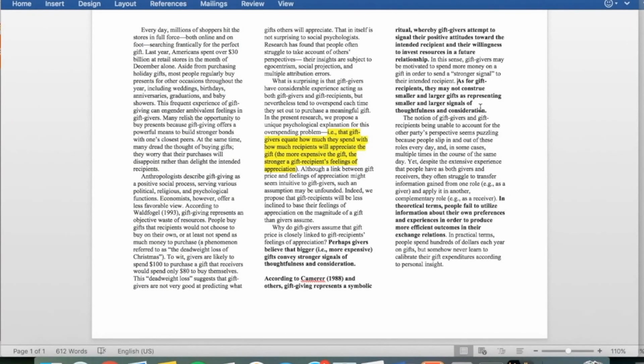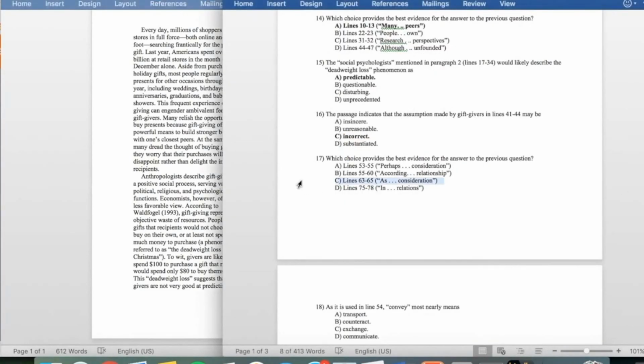"As for gift recipients, they may not construe smaller and larger gifts as representing smaller and larger signals of thoughtfulness and consideration." So this really is directly saying this might not be right. They might not follow what the assumption says. So this is the direct evidence, perfect evidence. And again, that's just going to show it's really important to read all four answers to every question, even if you think you might have one that's right. So we're going to put C here.